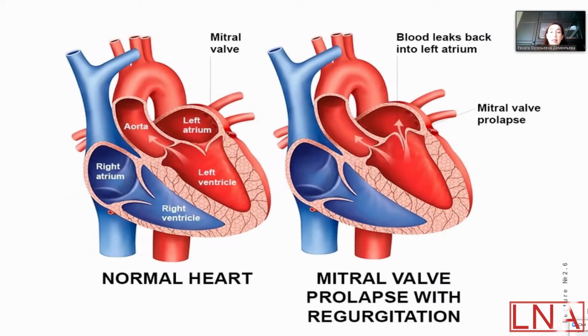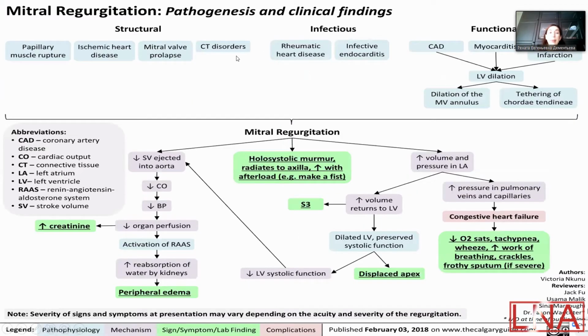About the scheme, yes, a normal heart and a heart with mitral valve prolapse with regurgitation. So during the systole, when normally pumping blood to the aorta from the left ventricle, some blood will be regurgitated to the chamber of the left atrium, which leads to affection firstly of the left atrium. So this is the pathogenesis of mitral valve insufficiency.